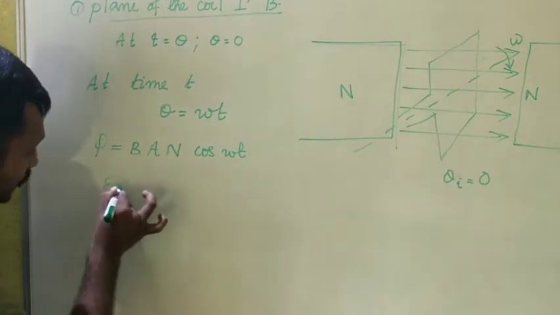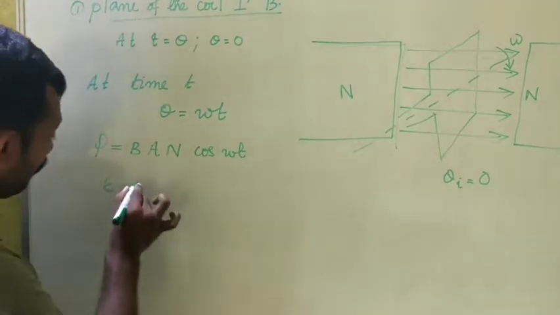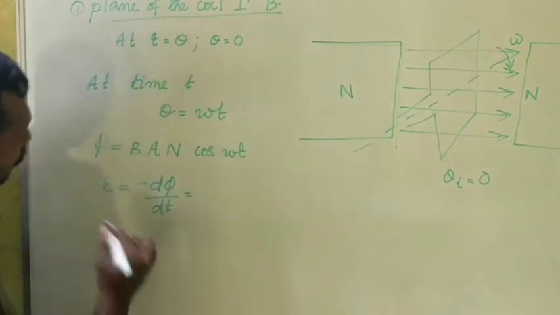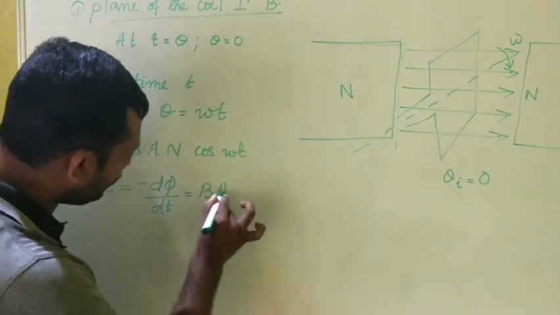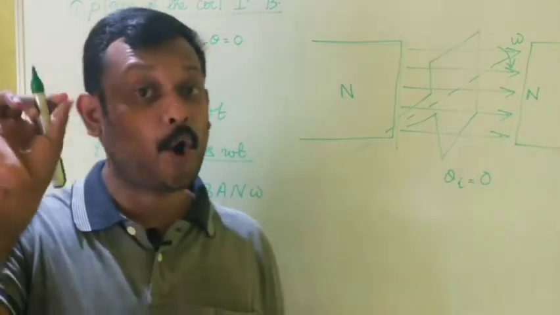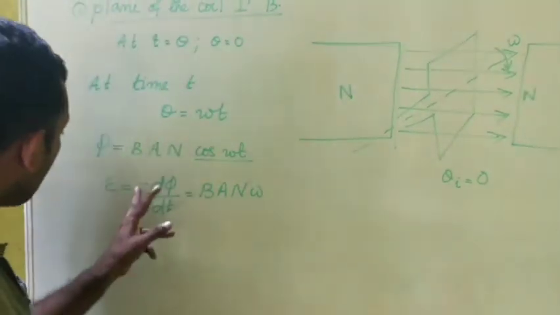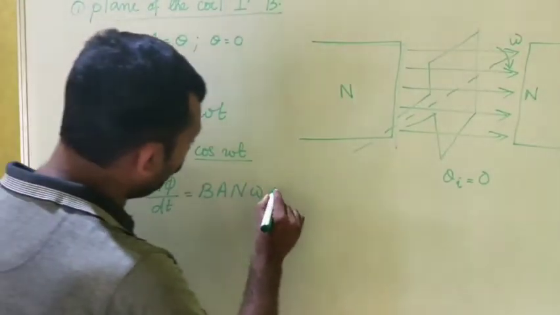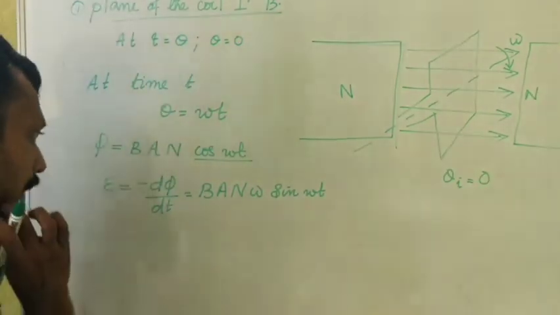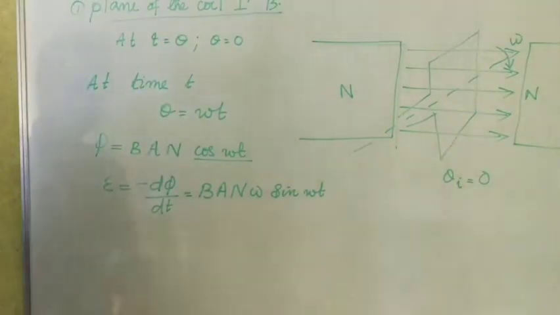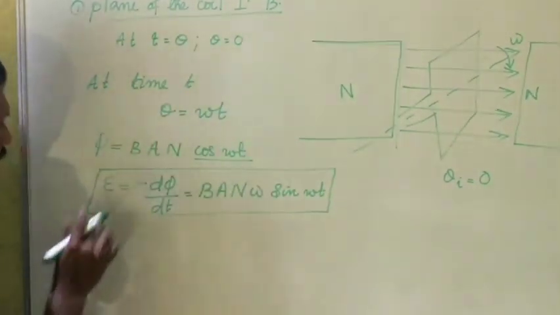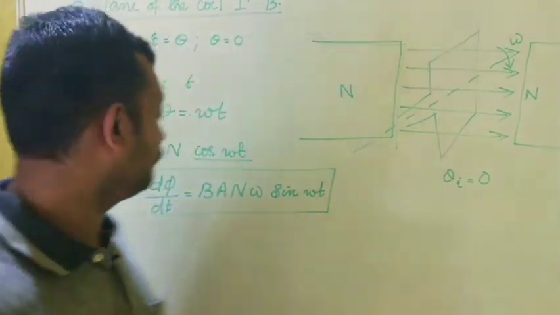My question: what will be the induced EMF? Epsilon is equal to minus d phi by dt. This is equal to BAN omega times the derivative of cos omega t, which is minus omega sin omega t. I have one more minus here, so those two minus signs cancel. It is BAN omega sin omega t. This is the formula for induced EMF.